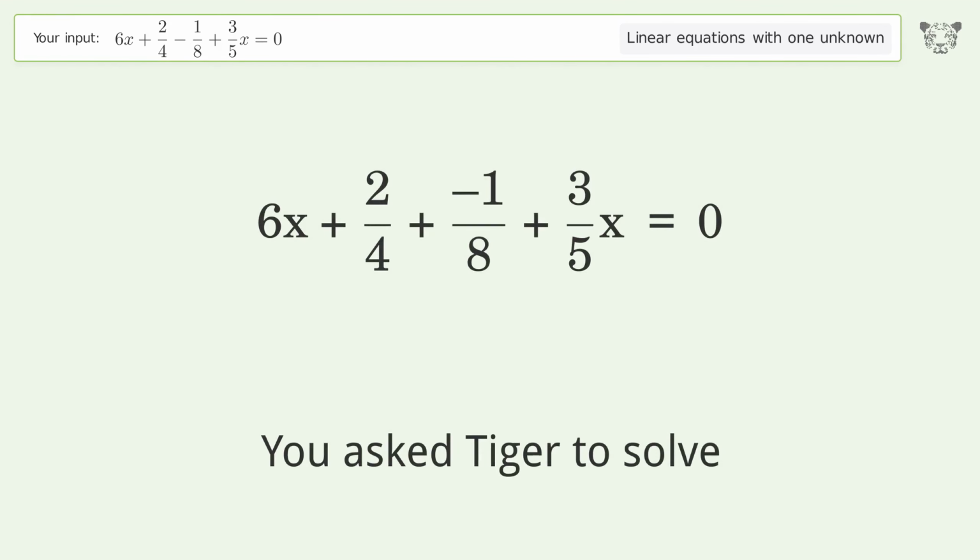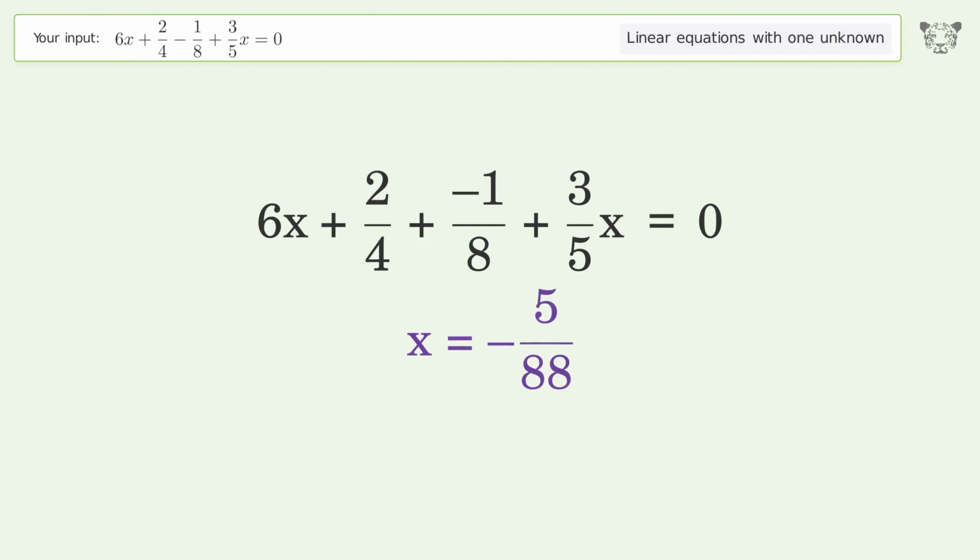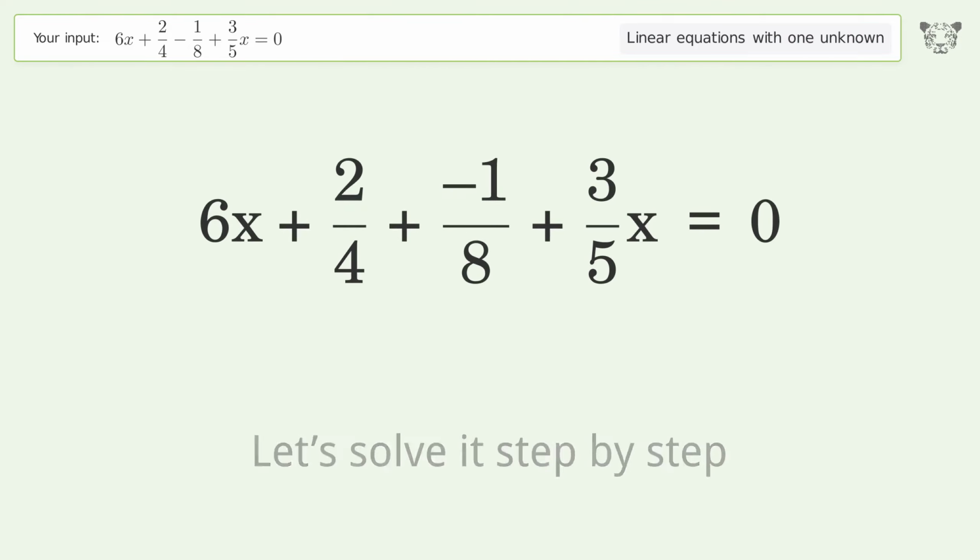You ask Tiger to solve. This deals with linear equations with one unknown. The final result is x equals -5/88. Let's solve it step by step.